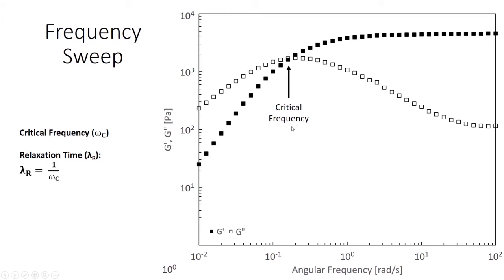And conversely, or thus, when you calculate the relaxation time, the lower the critical frequency, the higher the relaxation time, the better performing the material is. Conversely, the higher the critical frequency, inverse, that's the lower relaxation time, and thus the material is performing worse.